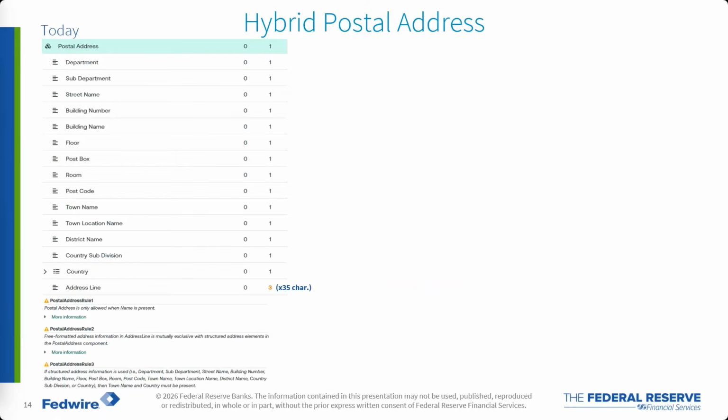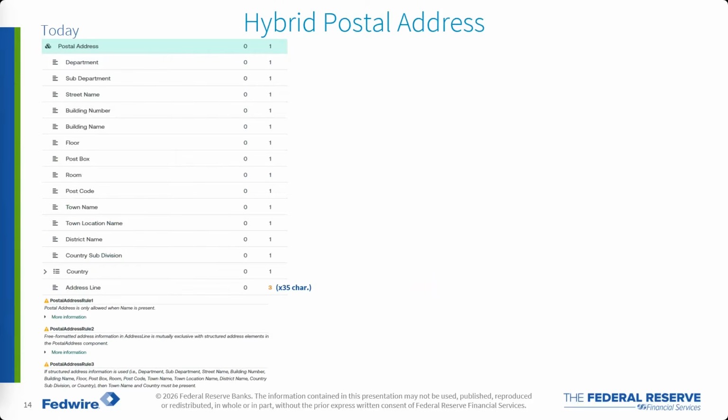The second and third rules limit the usage. The second one says that free-formatted address lines are mutually exclusive with structured information. So you have to choose: either your address is unstructured or structured, but you cannot combine the information. And postal address rule 3 that we have today requires, if you use structured, that you provide at least the country and city, or in ISO lingo, town name.